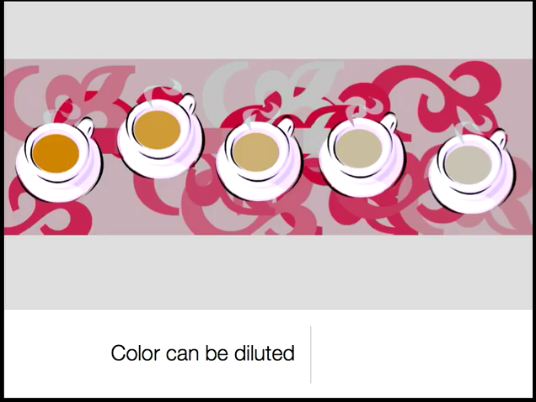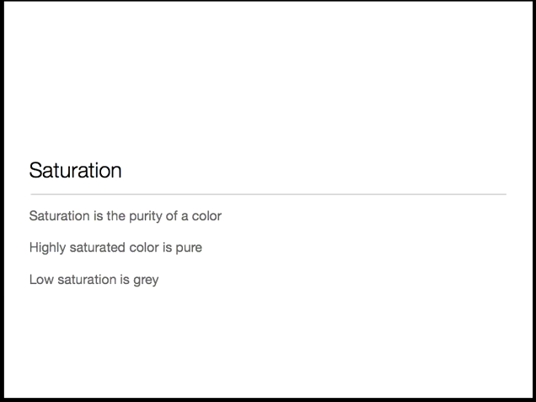So it turns out that color can be diluted. Imagine you have a cup of coffee, or a cup of tea that's nice dark brown, and you add some milk to it, it gets a little lighter. Add some more milk, it gets a little lighter. Well, color can be diluted, so you can affect the saturation of the color, it's called. So saturation is the purity of the color. A highly saturated color is very pure, and a color with low saturation is grayish, kind of washed out.